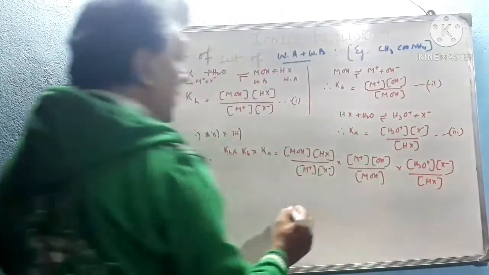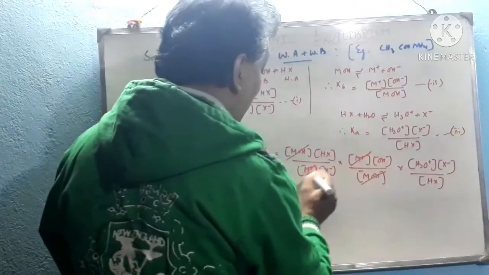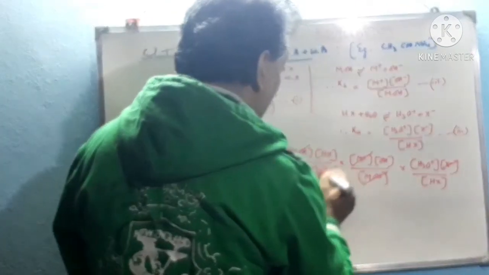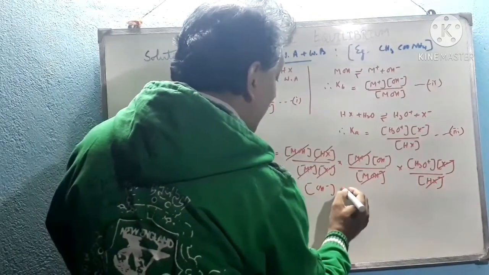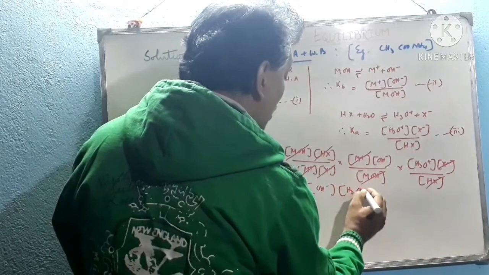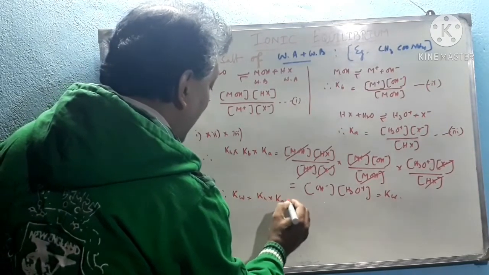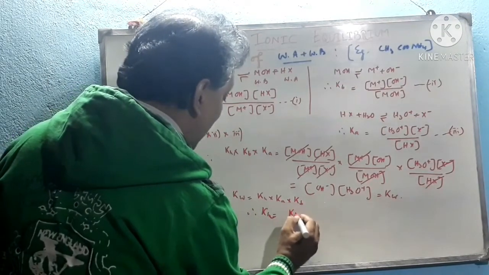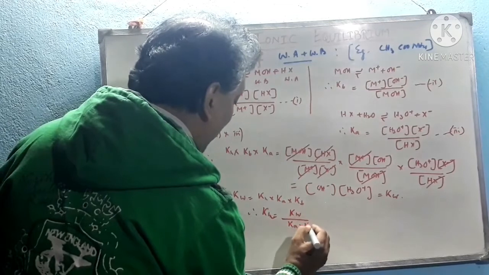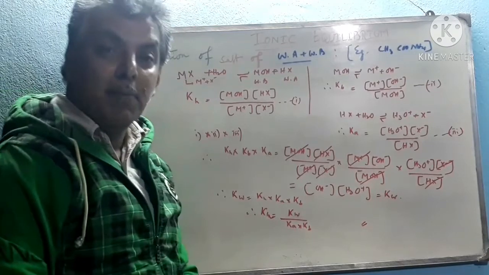So from this expression we have to cancel MOH. From both these expressions we have to cancel M plus, we have to cancel X minus, we have to cancel HX. So we get here only the concentration of OH minus multiplied by the concentration of H3O plus, which represents Kw. Therefore, for this expression we can write that Kw equal to Kh into Ka into Kb. So Kh now becomes Kw by Ka into Kb. This is the expression of Kh equal to Kw by Ka into Kb.